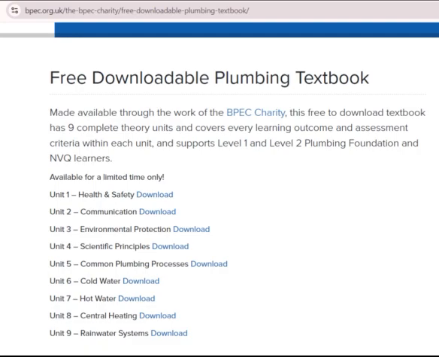Alternating current sine wave. The content of this document is copyright BPIC Limited 2020 and may not be copied, reproduced or distributed without prior written consent. Author, BPIC Limited. Editor, BPIC Limited. Design, BPIC Limited. BPIC Level 2 Diploma in Plumbing Foundation 64.